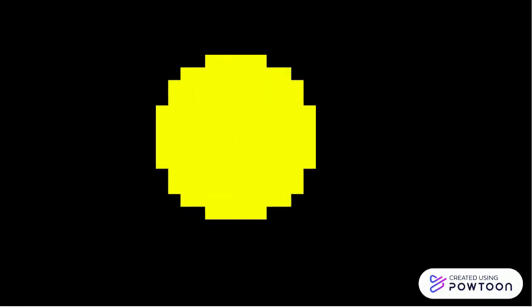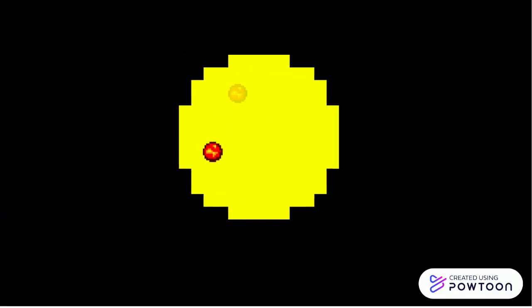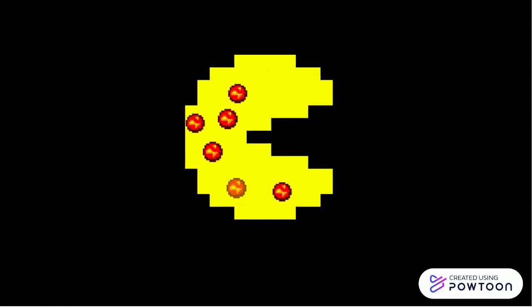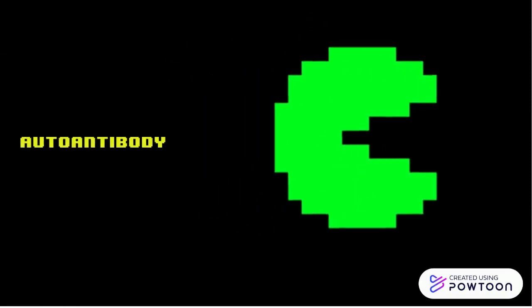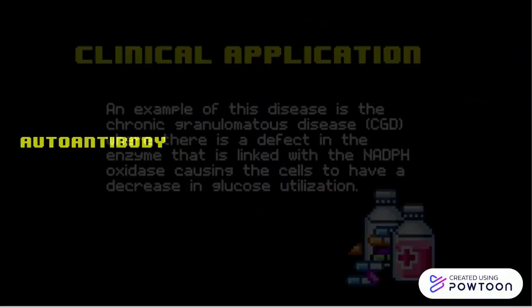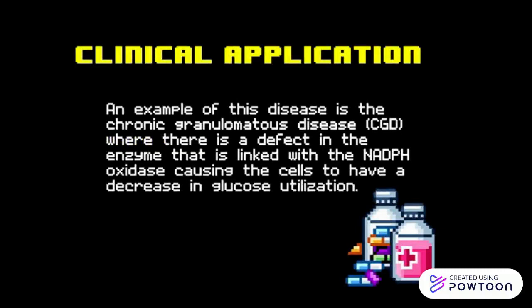To add, impaired phagocytosis can also lead to autoimmune disorders, as apoptotic cells remain inside the phagocyte if the oxidative or respiratory burst did not happen, leading to the development of autoantibodies. An example of this disease is chronic granulomatous disease, where there is a defect in the enzyme linked with the NADPH oxidase, causing the cells to have a decrease in glucose utilization.